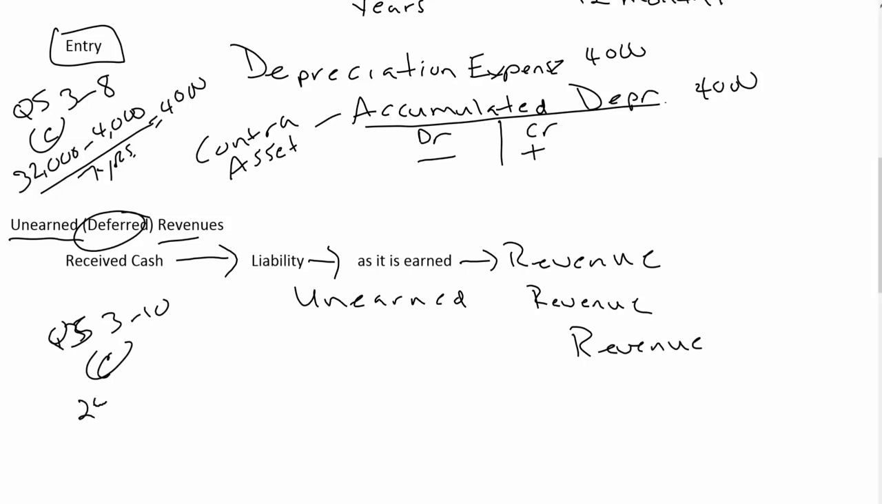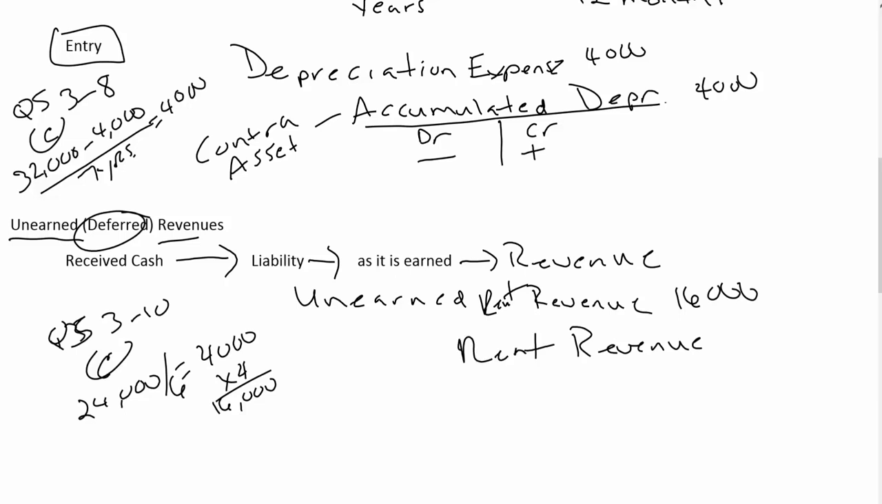So we have $24,000, and we divide it by 6 months, so we're earning $4,000 a month. We did this on September the 1st, so we earn September, October, November, and December, 4 months of rent. We multiply by 4 and get $16,000. So this entry would be a debit to unearned rent revenue for $16,000 and a credit to rent revenue for $16,000. That's what they would do to recognize it.